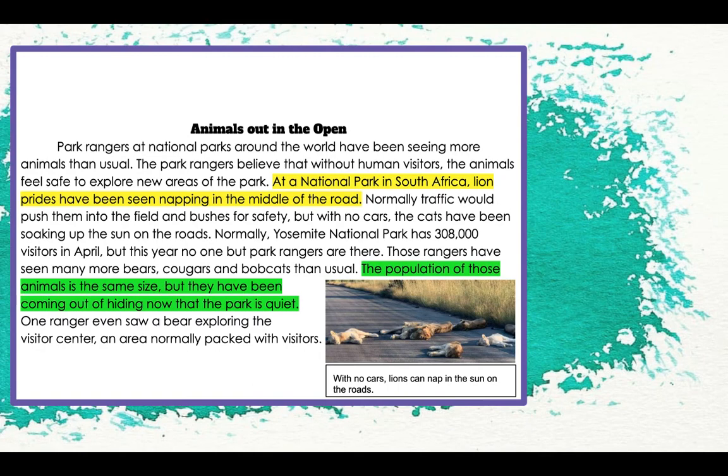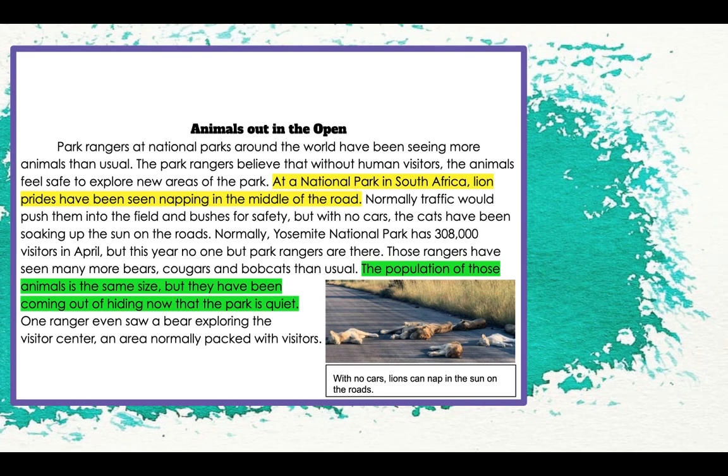Normally, traffic would push them into the field and bushes for safety, but with no cars, the cats have been soaking up the sun on the roads. Normally, Yosemite National Park has 308,000 visitors in April, but this year, no one but the park rangers are there. Those rangers have seen many more bears, cougars, and bobcats than usual. The population of those animals is the same size, but they have been coming out of hiding now that the park is quiet. One ranger even saw a bear exploring the visitor center, an area normally packed with visitors.